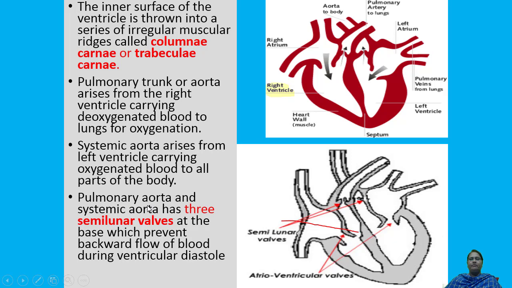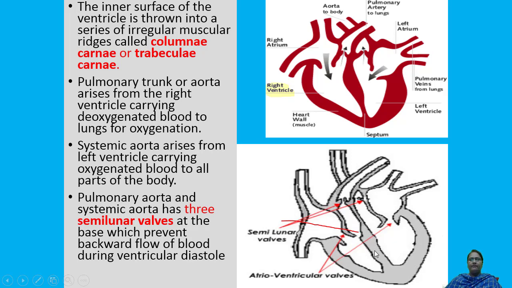Now the pulmonary trunk and systemic aorta each have 3 semilunar valves. Here they have shown 1, 2 and 3. These are the 3 semilunar valves. Here you can see these. At the base, they prevent the backflow of blood during ventricular diastole.